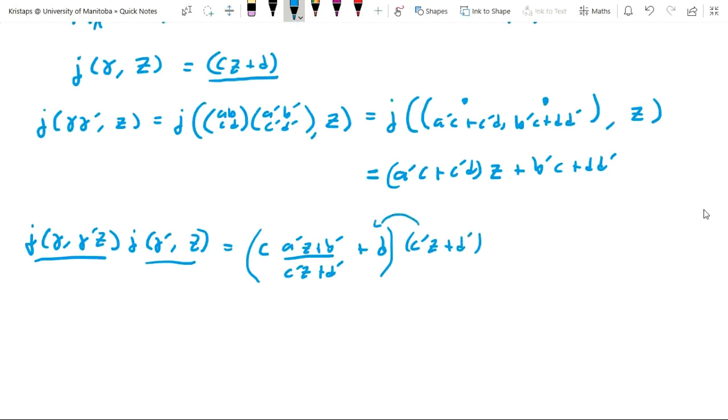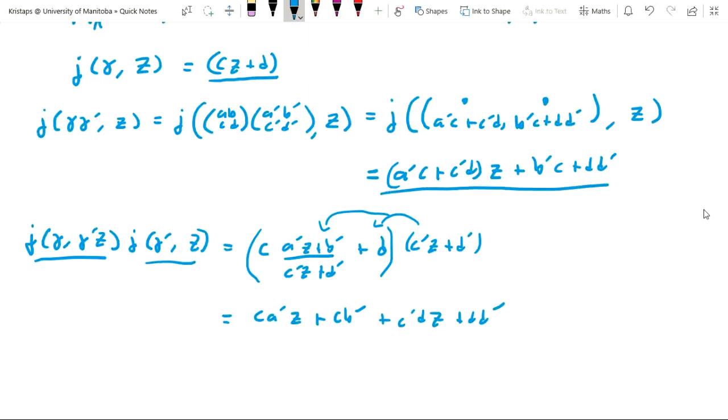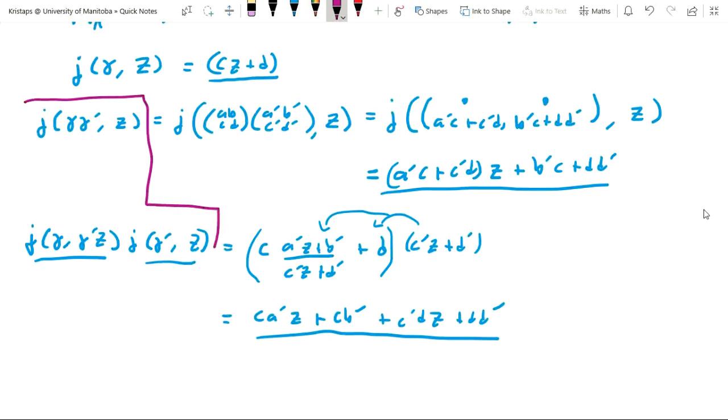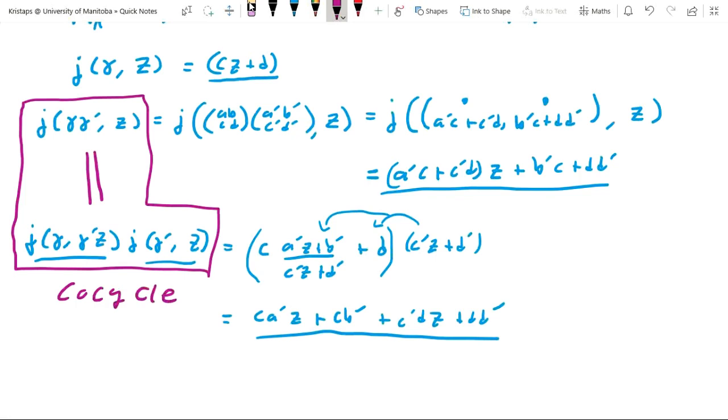So if I were to multiply this expression into the brackets, what I'm left with is C A prime Z plus C B prime plus C prime D Z plus D prime. And now if one looks at the above expression that we obtained, we see we have all the exact same terms as this expression down here. Therefore, what we've shown is that the multiple of these two factors of automorphy down below is the factor of automorphy above. These are equal. And this thing is called a cocycle condition.